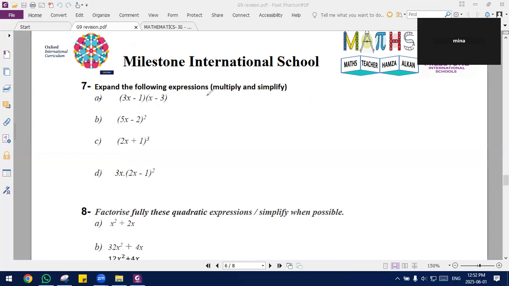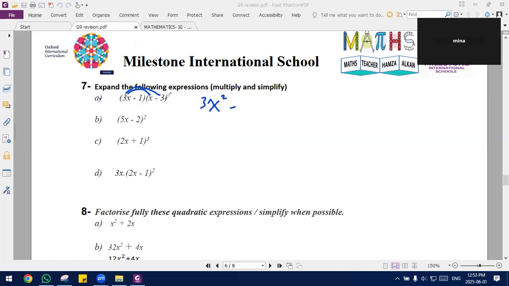3x minus 3, minus 1. How do we expand the bracket? Expanding bracket means this times this and this times this. Okay, so 3x squared. And then 3x times minus 3, which is minus 3x? So you said the 3x times minus 3 is minus 3x?